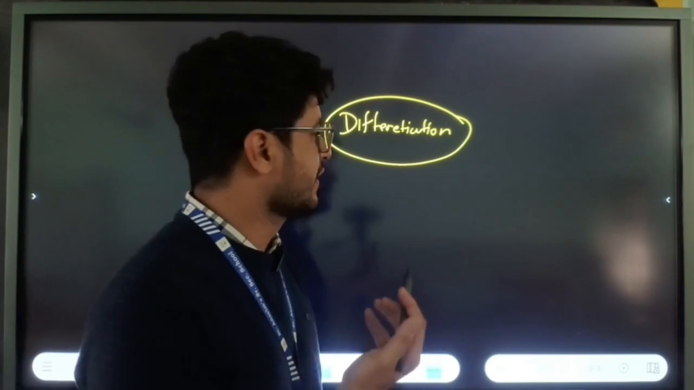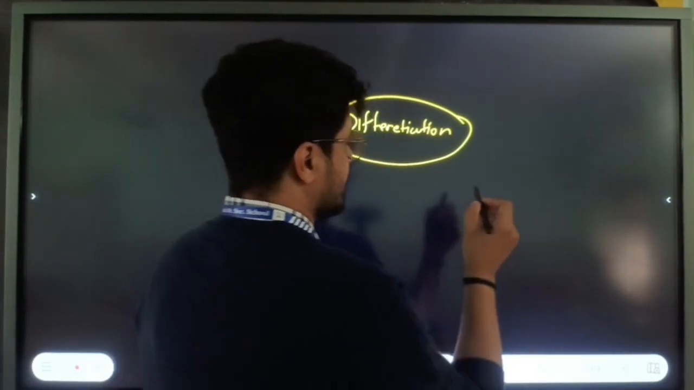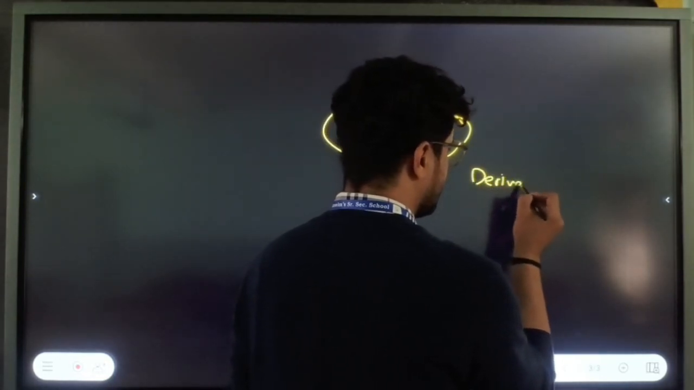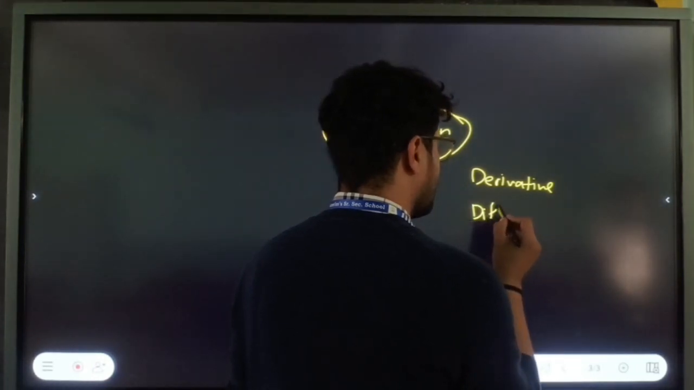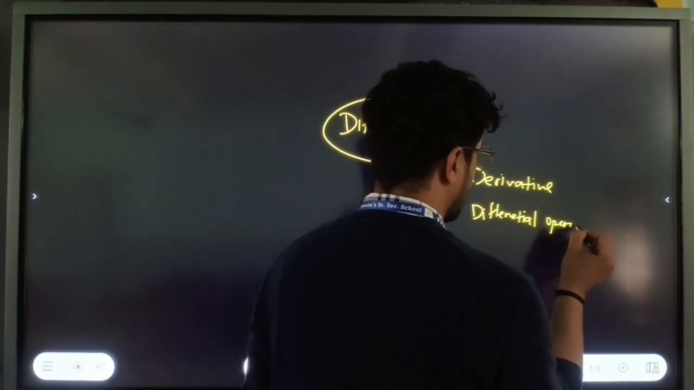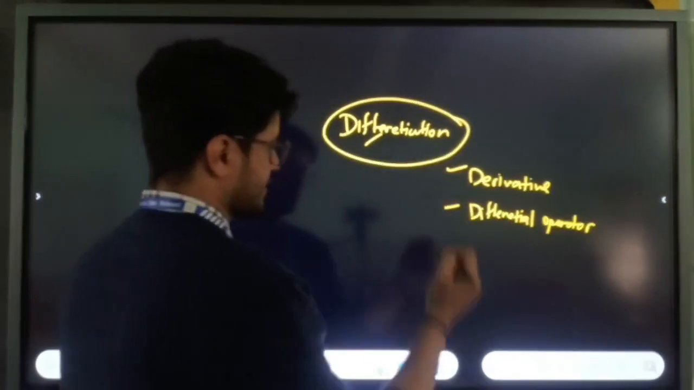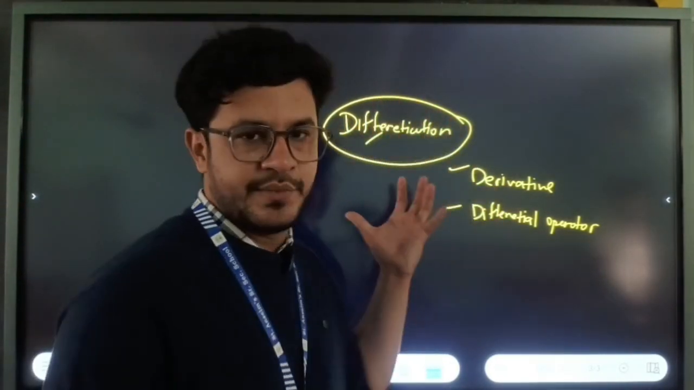What is the meaning of differentiation? What is the meaning of derivative and all? Okay, so here we have some parameters of this chapter: derivative, differential operators, and differentiation. Okay, so what is the meaning of all those terms?